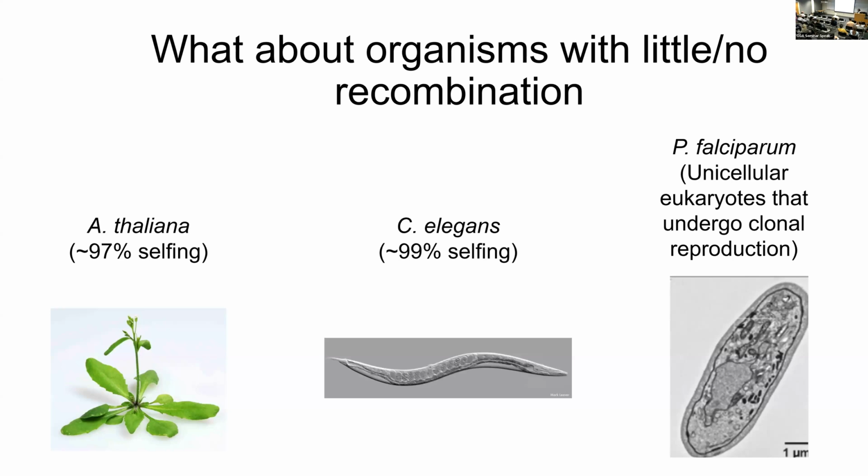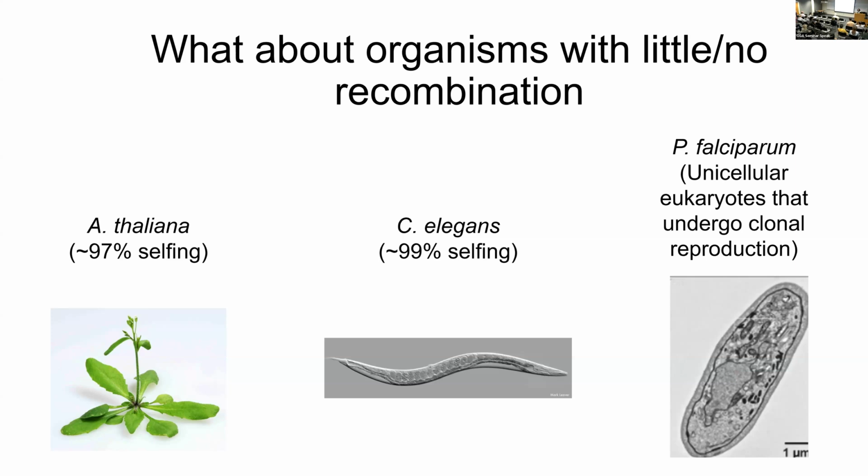So there are lots of organisms that don't have as much recombination, and these are just some examples of species that I could think about. If you don't have that much recombination, one reason is that you have high selfing rates, and those really decrease recombination. Arabidopsis, for example, has 97% selfing. C. elegans has a very low recombination rate overall, 99% selfing. P. falciparum actually has more recombination, but does have a decent amount of selfing. And so we were just wondering what happens when you have little recombination.